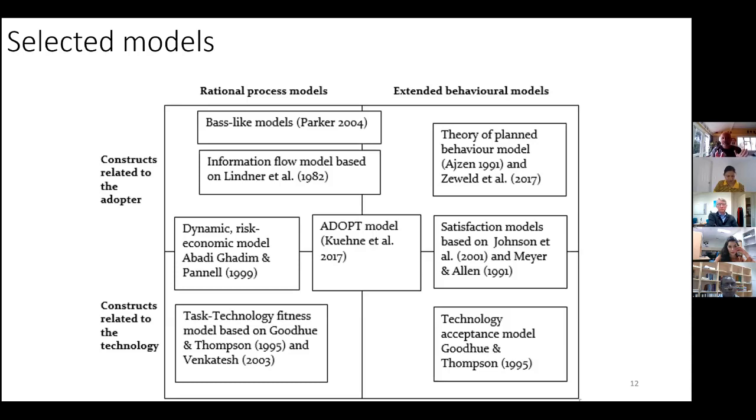In the one, whether those models were more around knowing the adopter, or more around the technology itself, and on the x-axis, the grid is whether they are about the rational process of decision making and whether they incorporate external influences. Those are the extended behavioral models. So you can see in there, for example, the ADOPT model that I use quite a bit in the other components of my research is right in the middle. It just has a way of balancing a bit the approaches that we can see in here.